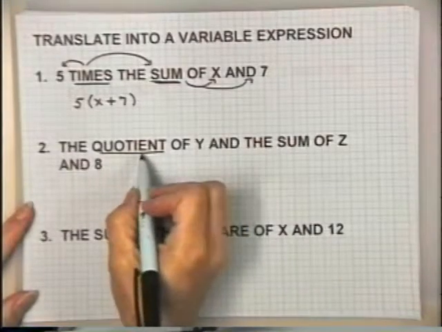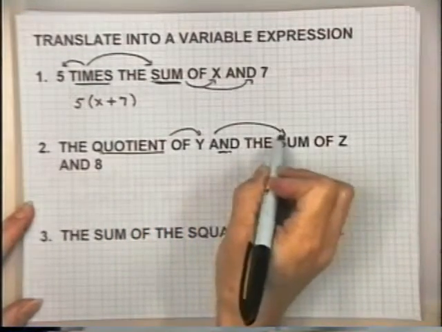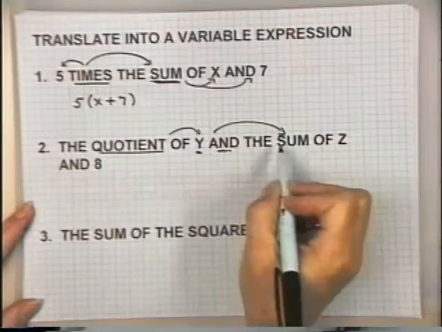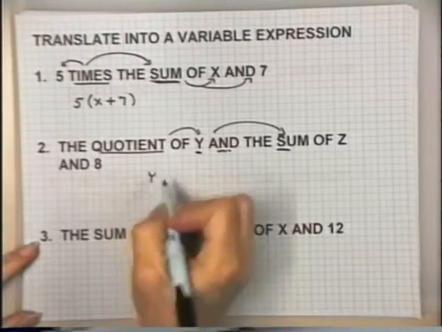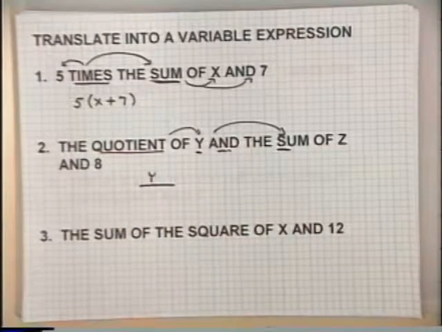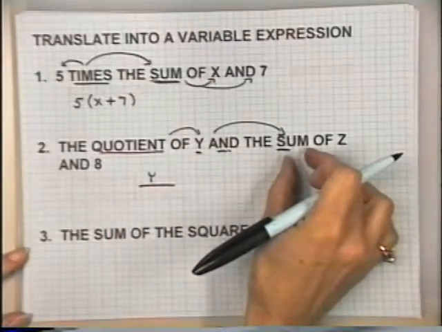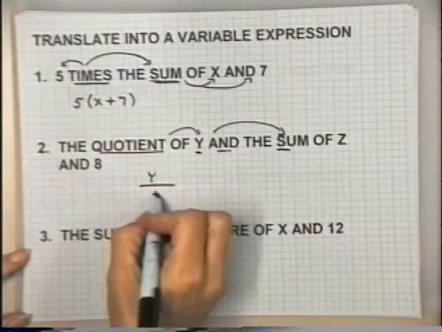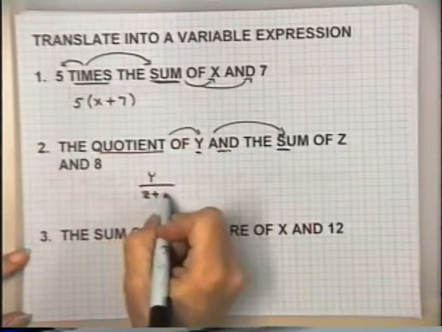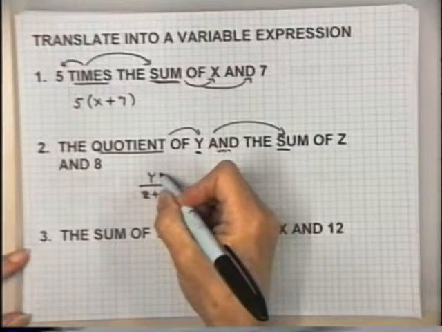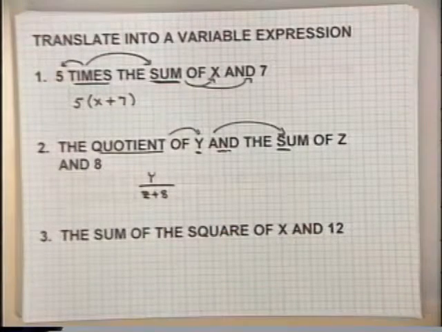Now let's see what we're doing this quotient of. We have the quotient of y and the sum. So we are dividing y by a sum. Let's put y down. We will use our fraction bar to indicate our quotient, and then we are dividing by this sum. So down here we're going to have a sum, a plus, between z and 8. We have the quotient of y and the sum of z and 8.